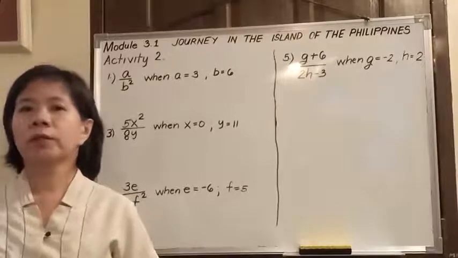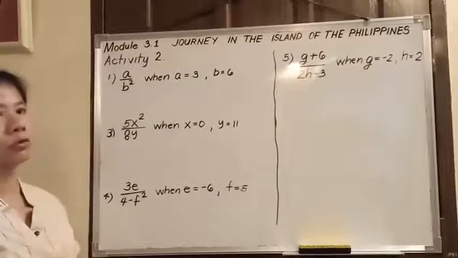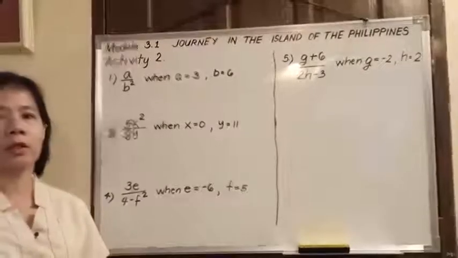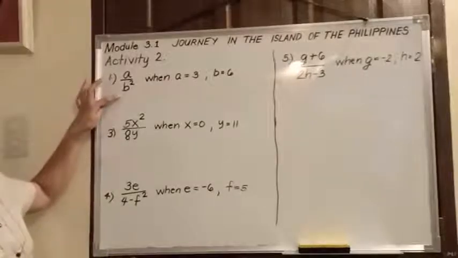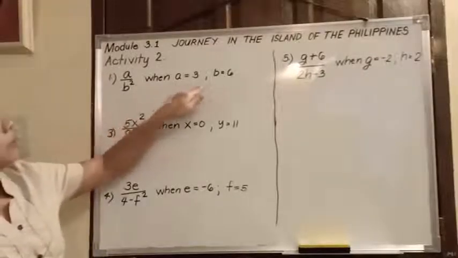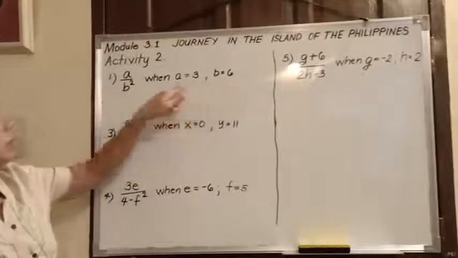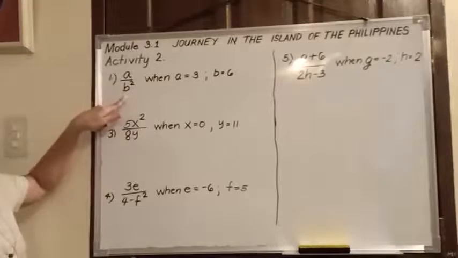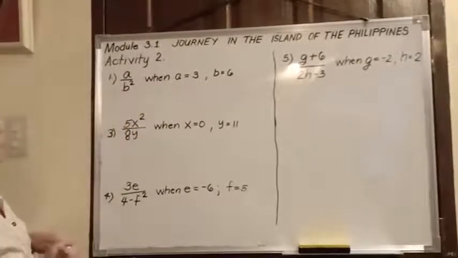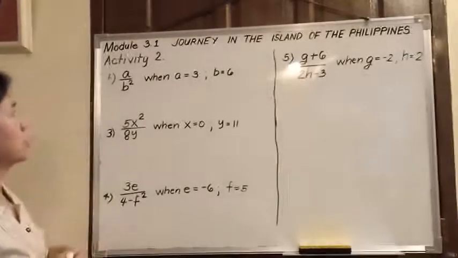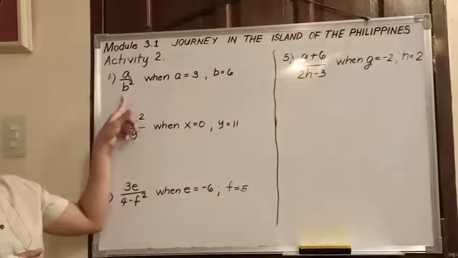We can also evaluate rational algebraic expressions. Like for example, in activity 2, we have the following rational expressions. Number 1, a over b squared. The values of the variables are given wherein a is positive 3, b is positive 6. Now, what is now the value of these rational algebraic expressions given the values of the variables? So, we will use substitution method. We will substitute the values of a and b in the given expressions.